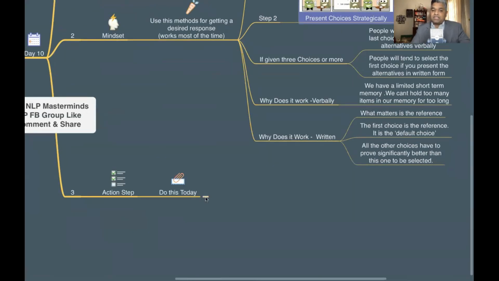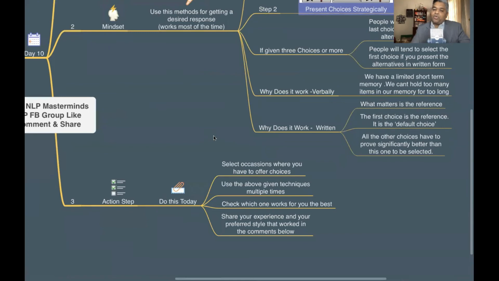So what is the action step for today? Select the occasions where you have to offer choices, whether you are giving business proposals, having sales conversations with your clients, or any situation where choices are to be offered. It could be as easy as choices offered to your kids or your spouse. Use the above techniques multiple times. This will enable you to check which one works best for you.